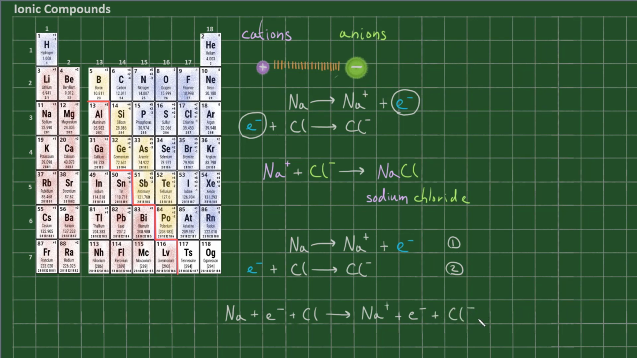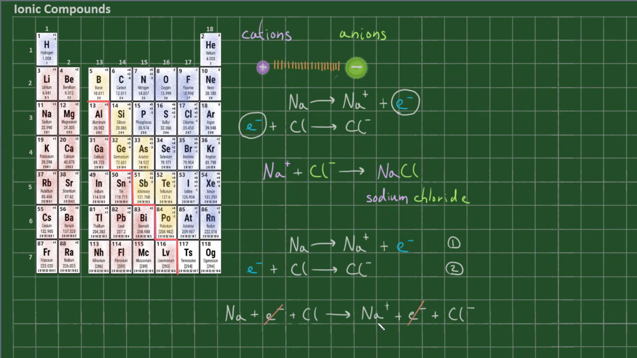And now, everything that is exactly the same on both sides of this arrow can be cancelled. So I have one electron on the left and one electron on the right. I can cancel them. Please note, I cannot cancel sodium and sodium cation. They are not exactly the same. This one is neutral, while the sodium cation has a positive charge.